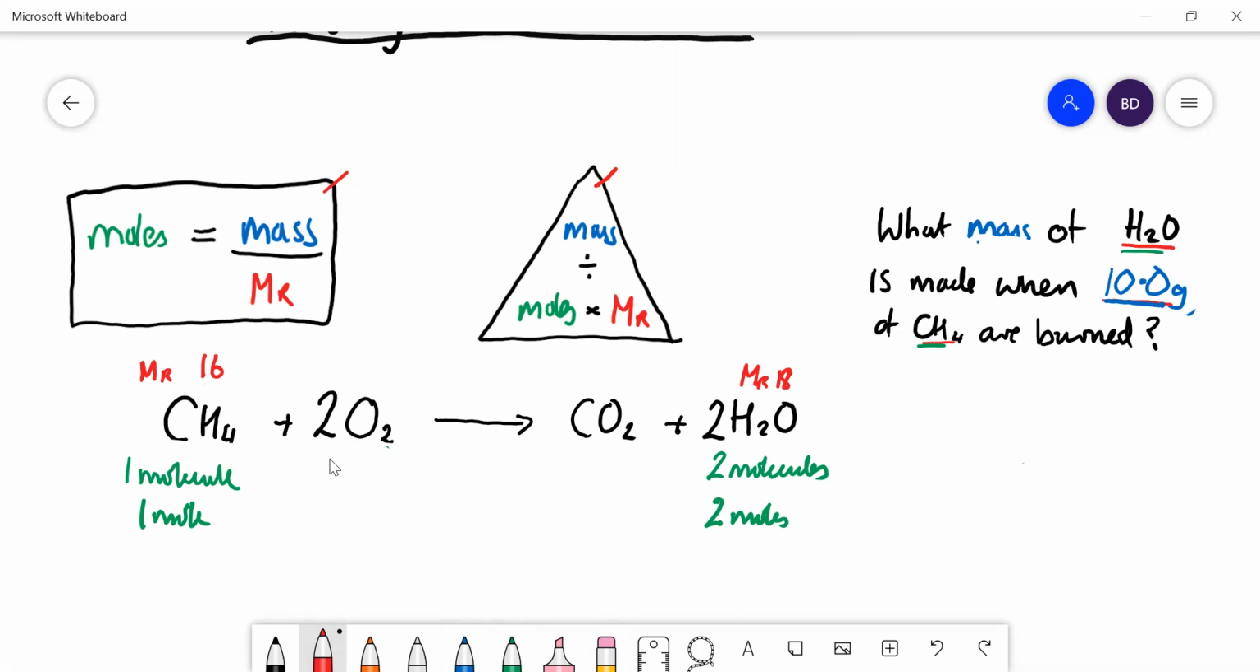Okay, so here we go then. Moles of methane is equal to the mass over the Mr. That is equal to the mass we've got, 10 grams, over the Mr of methane, which is 16. That is equal to 10 over 16, which is 0.625.